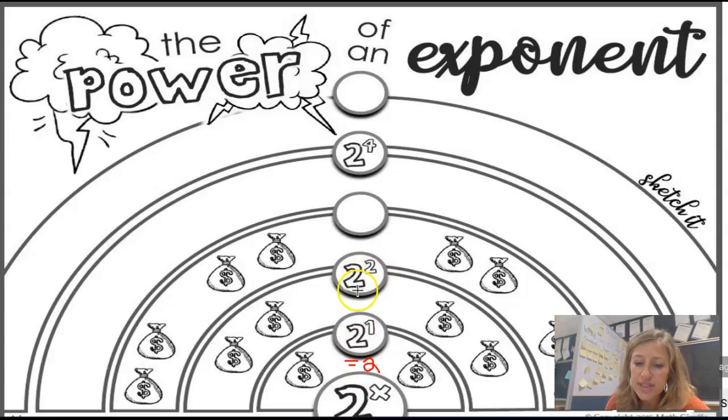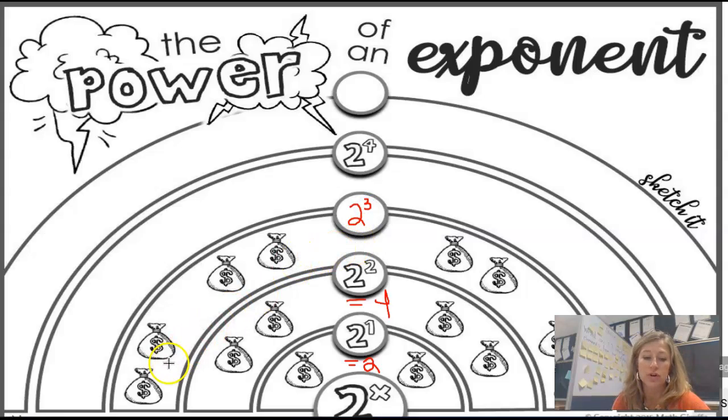If I have 2 to the second power, that means 2 twice. So 2 twice is 2 times 2, and that equals 4. So there are 4 money bags there. Let's write in the next one. Obviously, 2 to the first power, then 2 to the second power. This is going to be 2 to the third power.